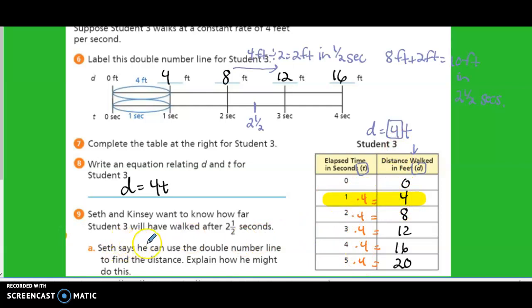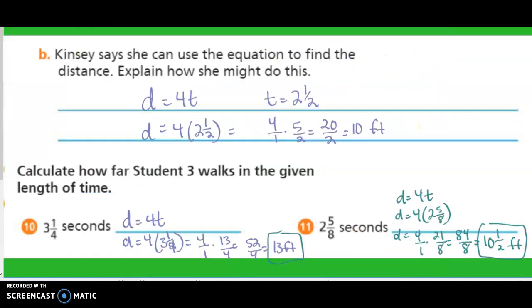And number 9, Seth says he can use the double number line to find the distance. Explain how he might do this. I drew in here, I found 2.5 seconds on the number line, which is halfway to 3 seconds. And this total distance is 4 feet, so I divided that in half, which is 2 feet. So in half a second, you can travel 2 feet. Add it to the 8 feet he's already traveled for a total of 10 feet in 2.5 seconds.